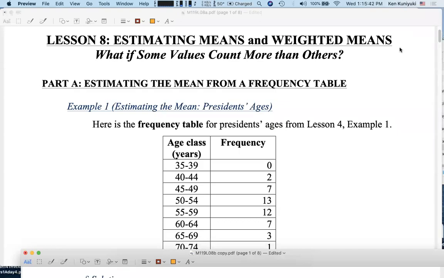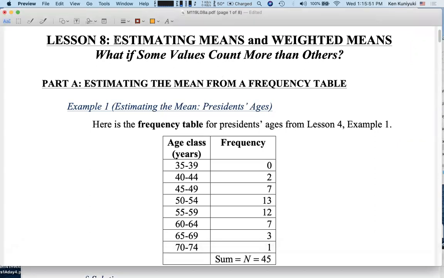Hi everyone. In lesson 7, we introduced the average or the arithmetic mean. In lesson 8, we're going to extend this idea to estimating a mean from a frequency table, and we're going to talk about weighted means. What if some values count more than others? Okay, so let's begin by estimating a mean from a frequency table.